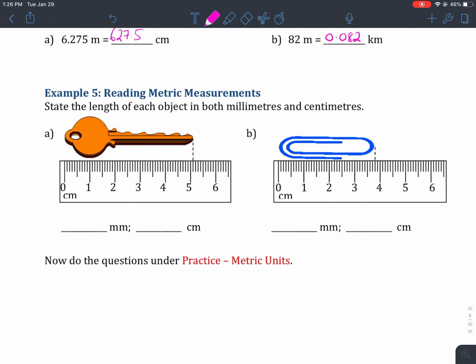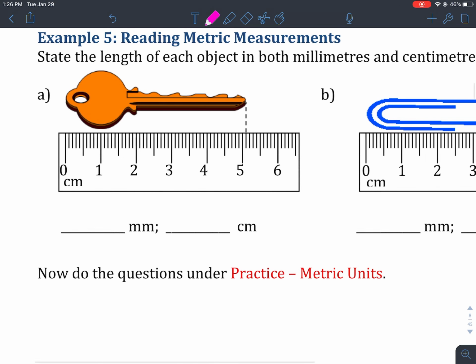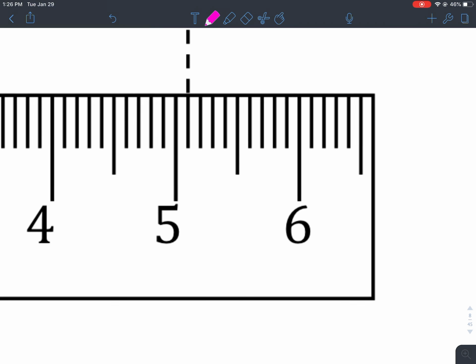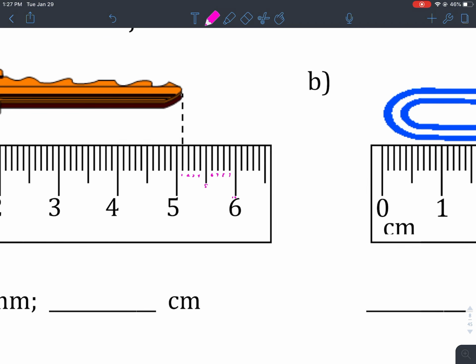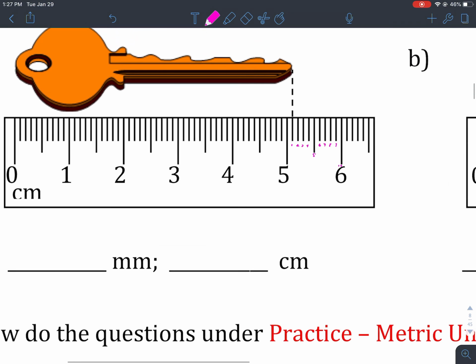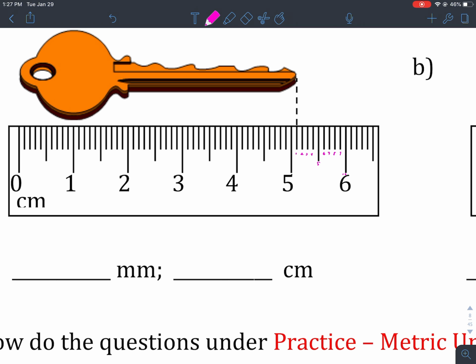Reading metric measurements: if I have some objects superimposed on a ruler, or if I just measure something, I want to be able to actually read it. I want to know what it says. If I look at that key, it's just past the 5th centimeter mark. In between 5 and 6, we can see that there's 1, 2, 3, 4, 5, 6, 7, 8, 9, and I have to count the last one as number 10. So there's 10 little tick marks in between. Each one of those tick marks is worth 1 millimeter, so 10 millimeters makes up a centimeter. Please keep that in mind as we look at this.